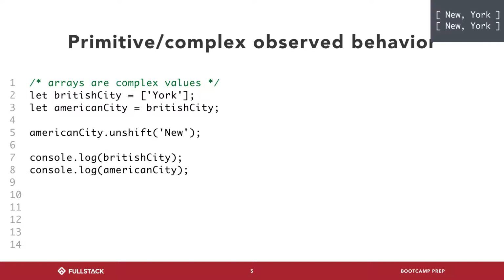And so the problem here is, if I make my own copy of the array, they could potentially be out of sync if I change one array and not the other. So in order to bypass that, because these two things are changeable, what happens is this American city variable now also points to the same array.